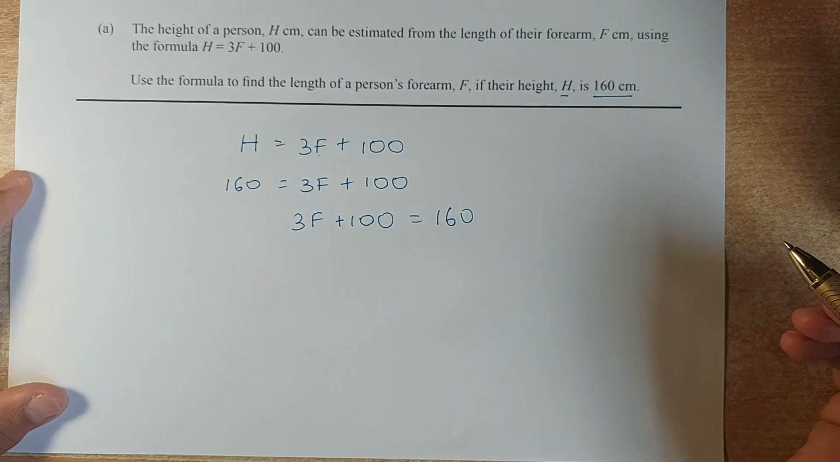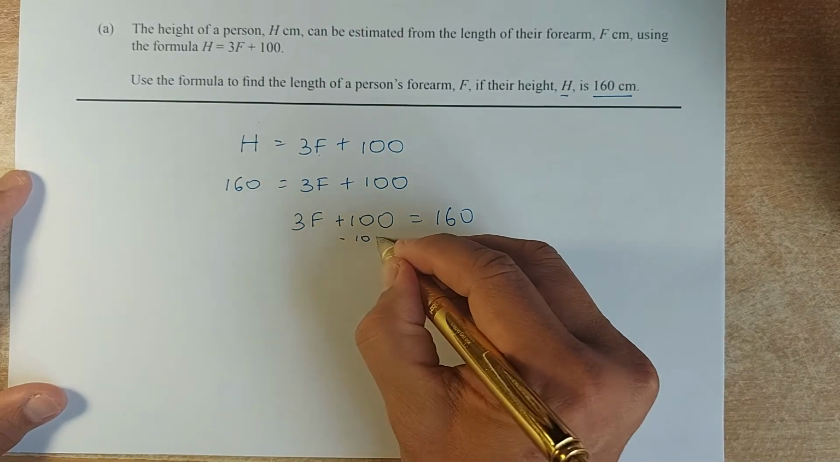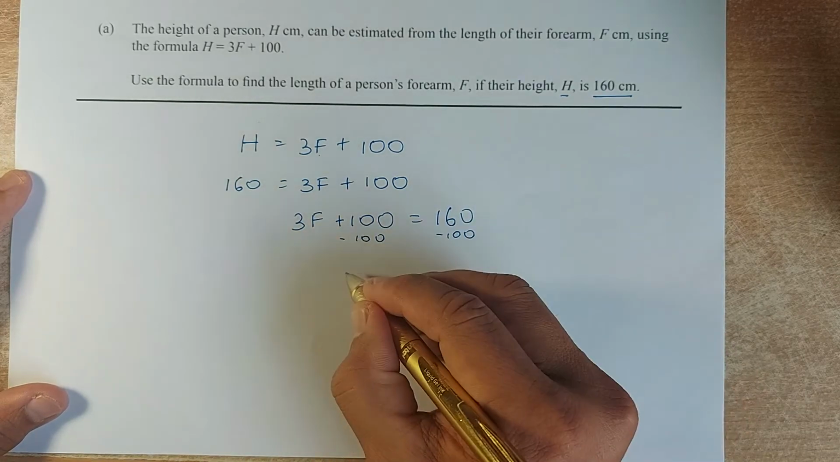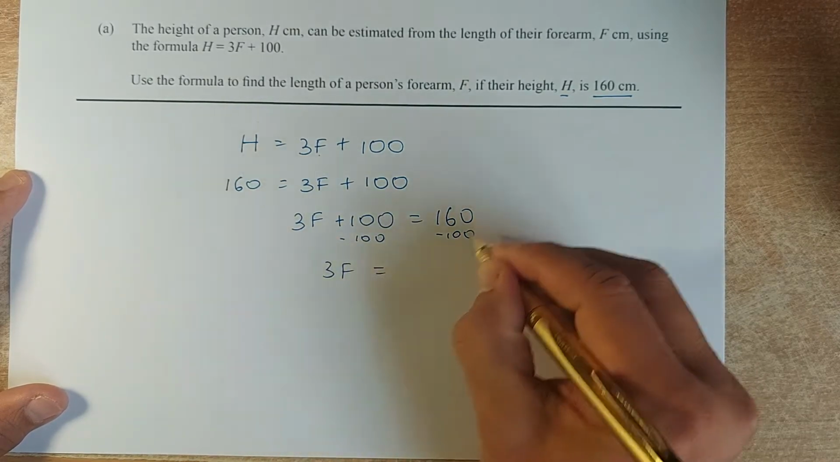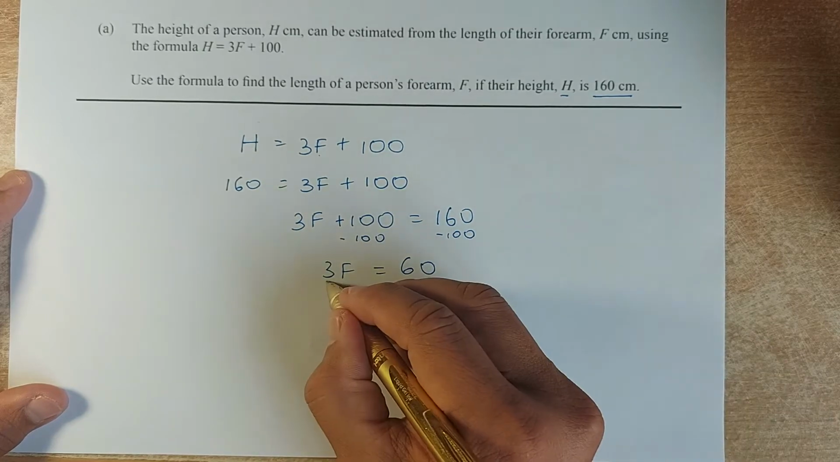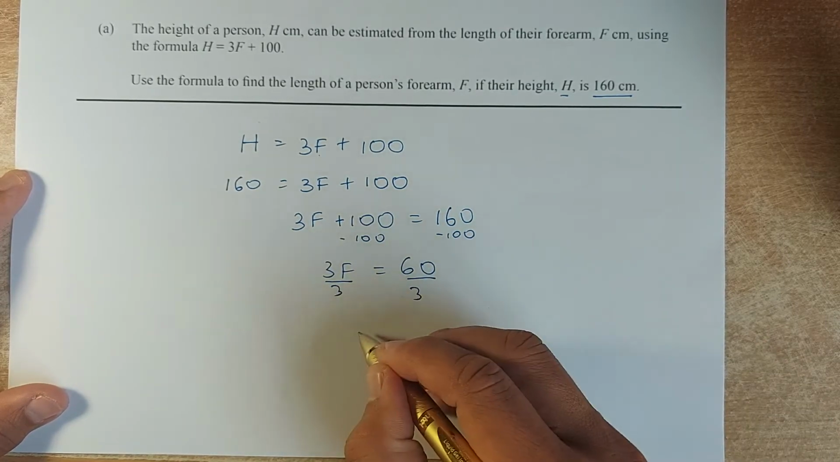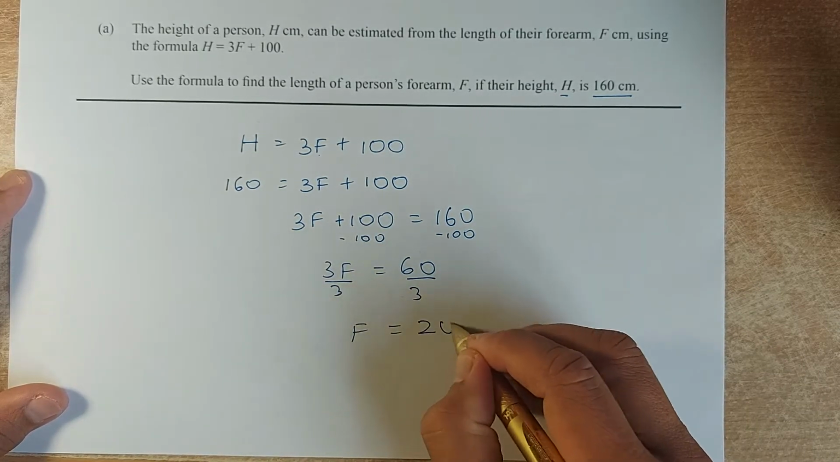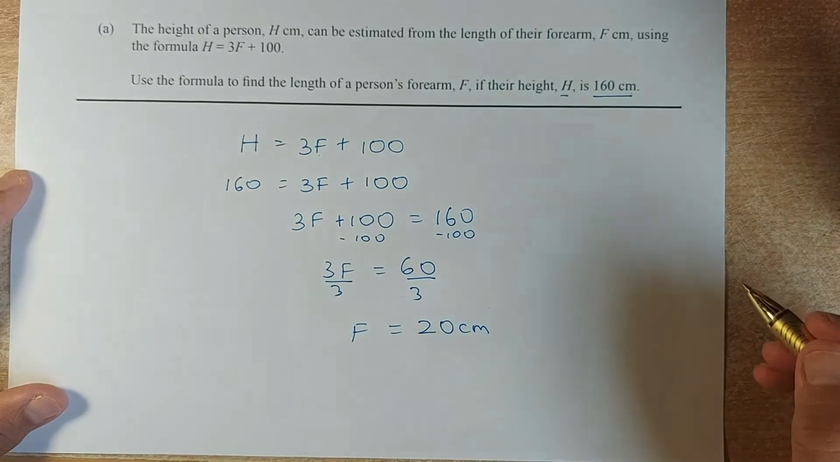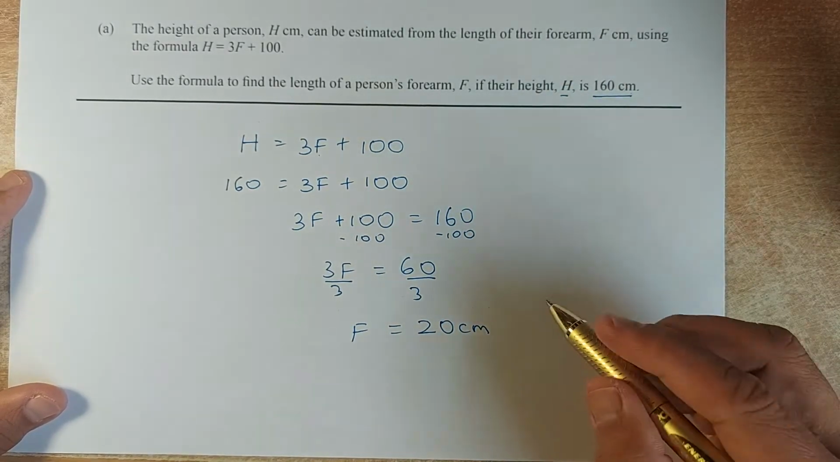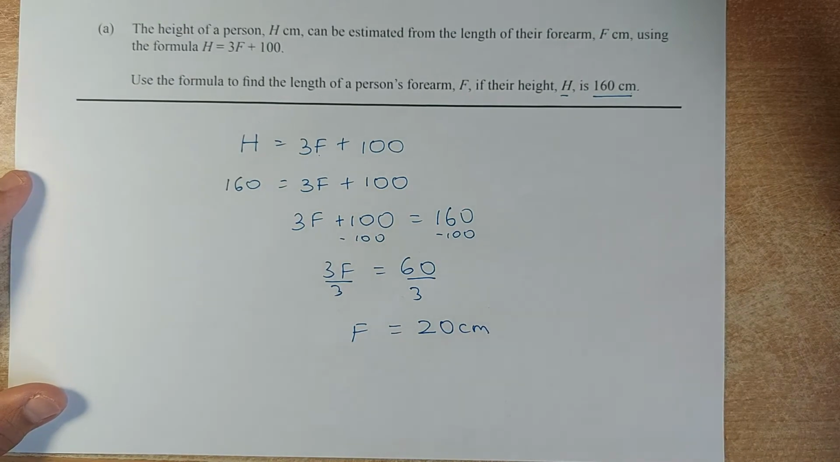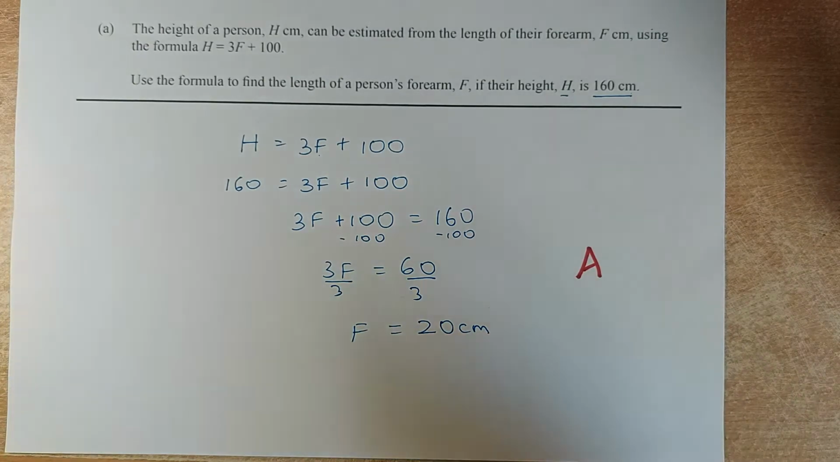Now we are going to solve for f. First, we minus 100 on both sides, so we get 3f equals 60. Then you divide by 3 on both sides. So f equals 20 centimeters, because they asked for centimeters. The length of the forearm is 20 centimeters, and that will give you an easy achieve. Not too bad, right? Okay, we shall look at question B.